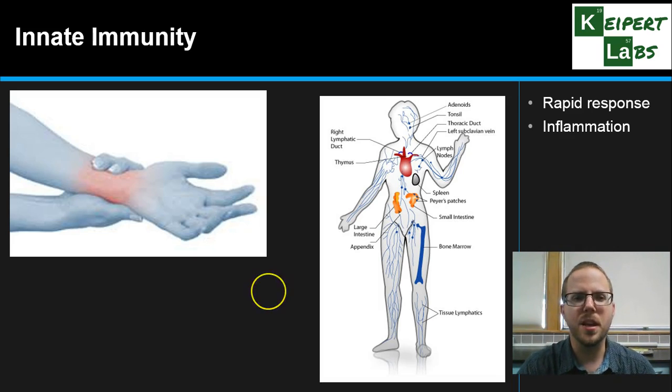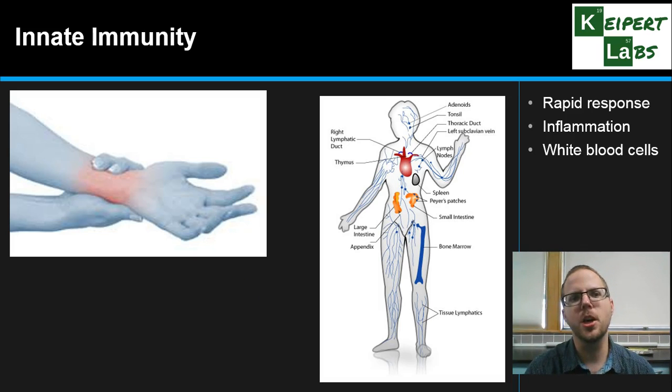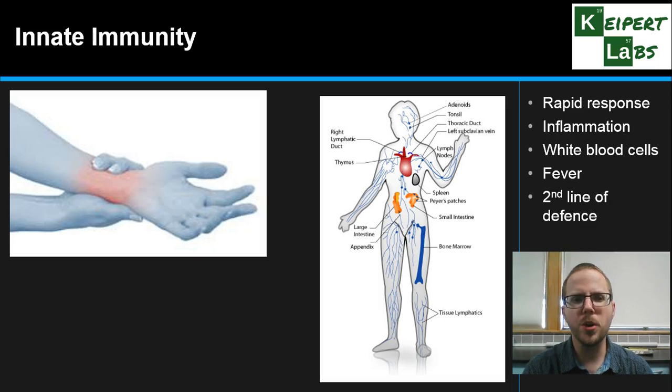So some of the things that are a part of innate immunity, we would have inflammation. So that's swelling and that hot, painful feeling that you might have at a place where there's been a wound. The formation of white blood cells to help clean up any pathogens. And also a fever, that all-over-body high temperature response. They're parts of innate immunity. So we call innate immunity your second line of defense.